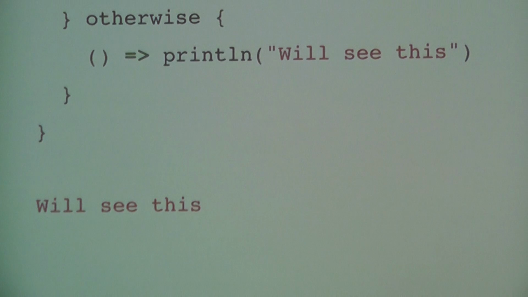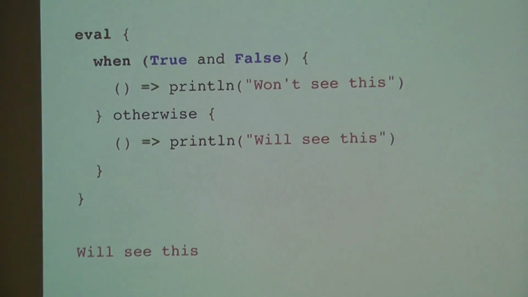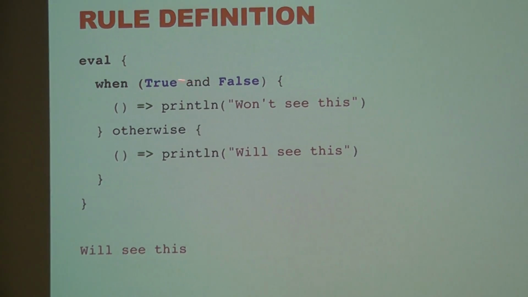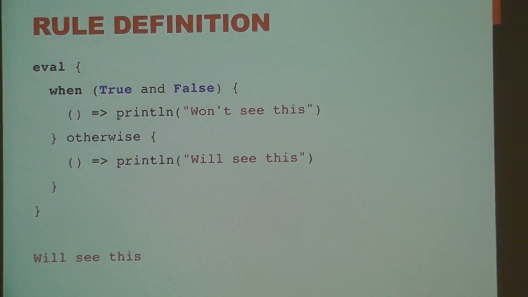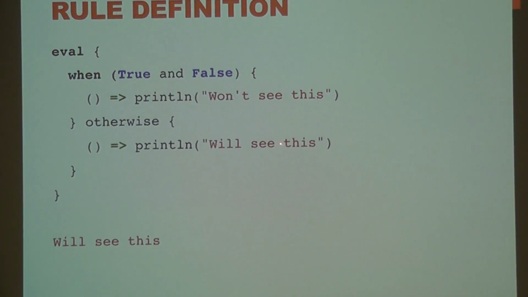So finally, we can evaluate this statement. And how this evaluates is, well, true and false becomes false. So we do this, we'll see this method.